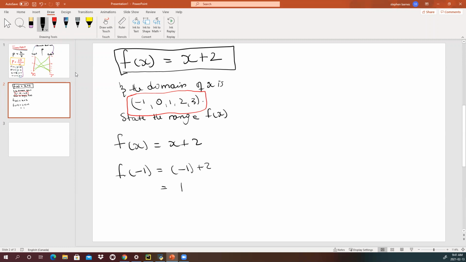And then you can go again. Let me write it here. f of 0 equals, let me write back the function, x plus 2. That means f of 0 would be 0 plus 2, because you're putting 0 where you say x, and then your answer would be 2.